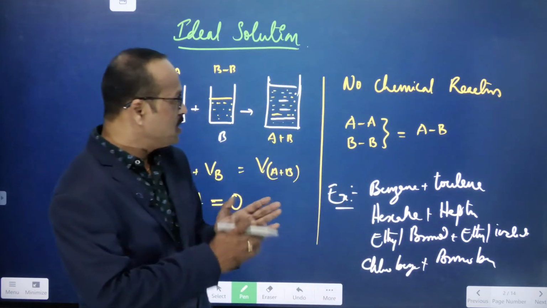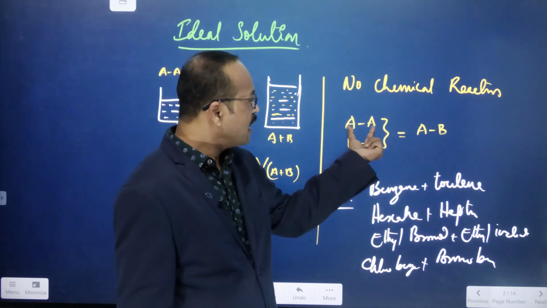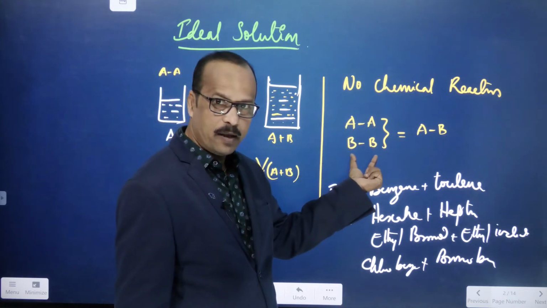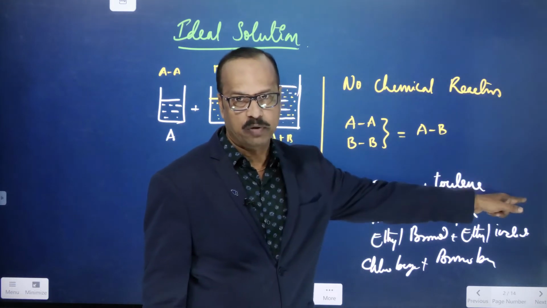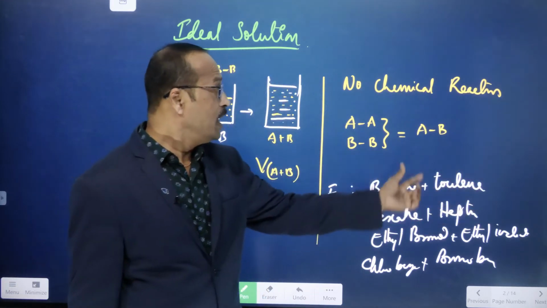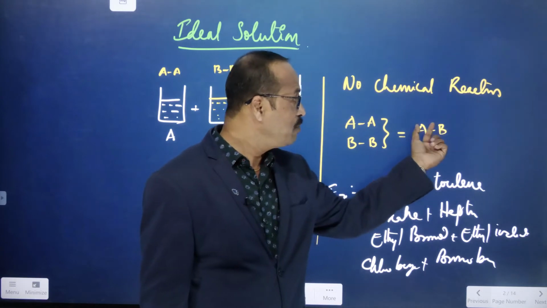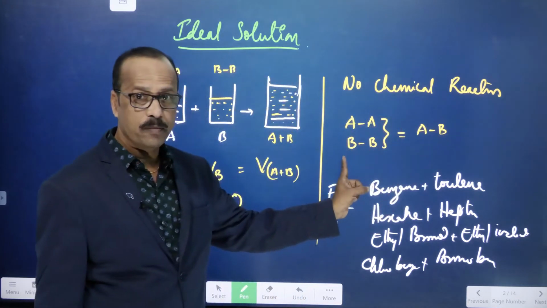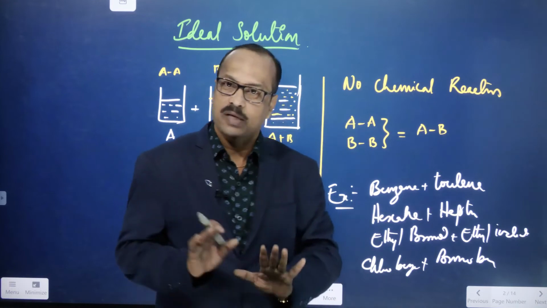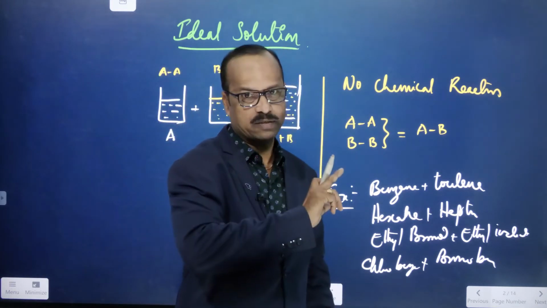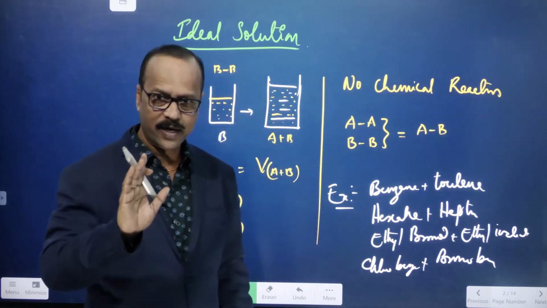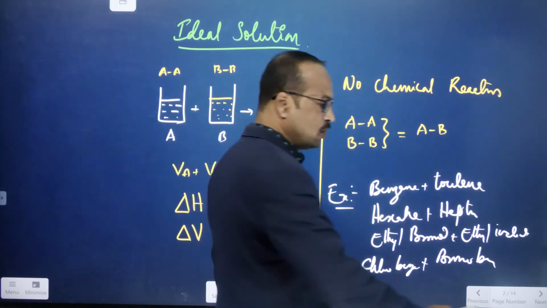So here also, the interaction between A and A or B and B is not equal to the interaction between A and B, meaning solute and solvent. The interaction between A and B may be greater than both of these or may be less than both. Clear? So they are called non-ideal solutions. Any doubt?